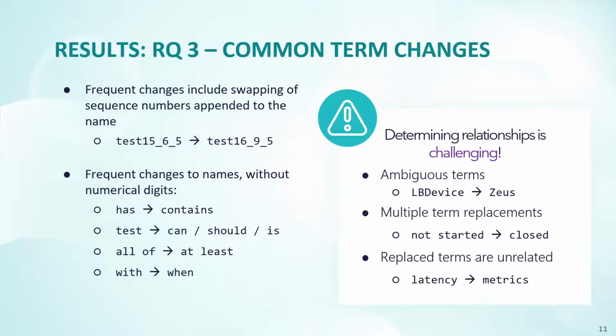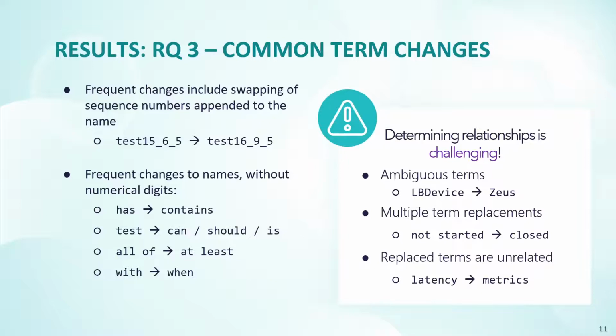In the final RQ, we examine the terms that change in a test method's name when renamed. Our observations show that it is common for test methods to swap digits in their name. Such actions preserve the overall meaning of the name. These types of identifiers are usually associated with auto-generated code.